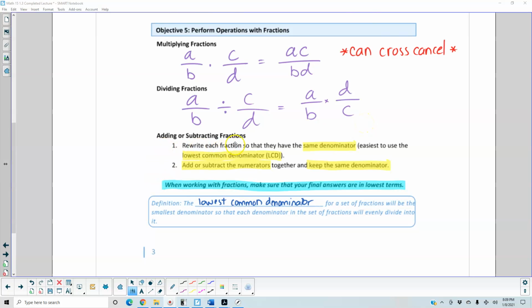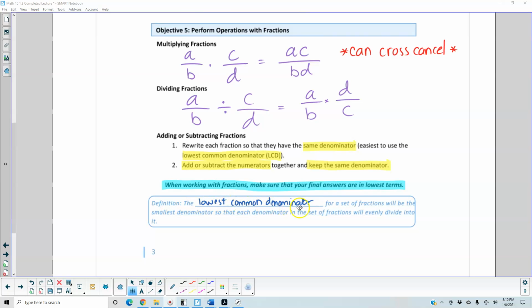Now, adding or subtracting fractions. Number one, we rewrite each fraction so that they have the same denominator. Easiest to use the lowest common denominator, the LCD. Number two, we add or subtract the numerators together and then keep the same denominator. When working with fractions, make sure that your final answers are in lowest terms.